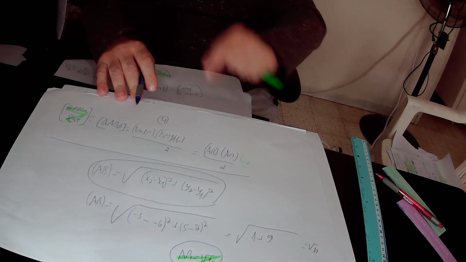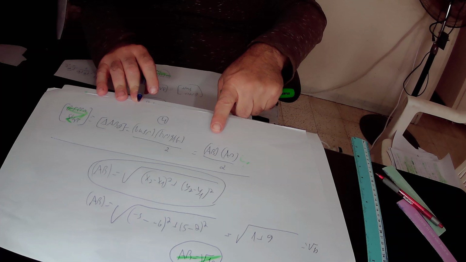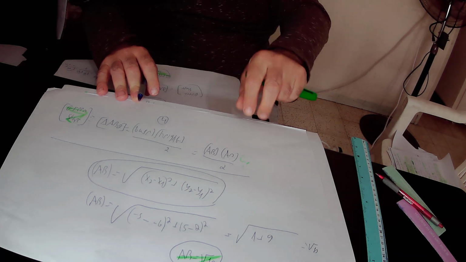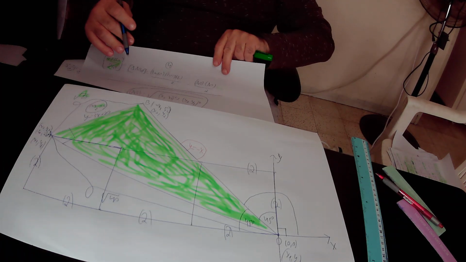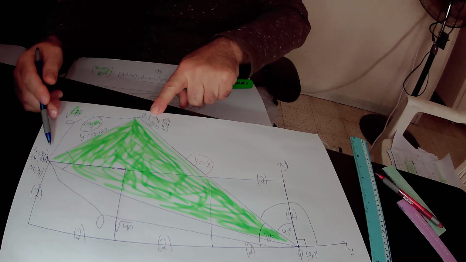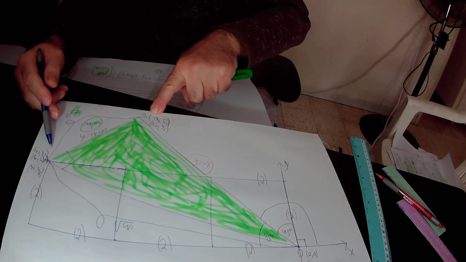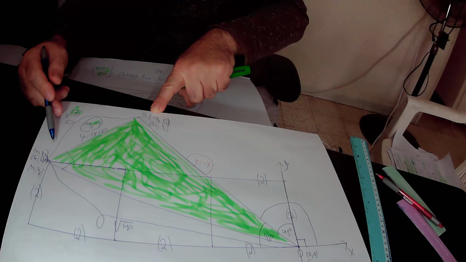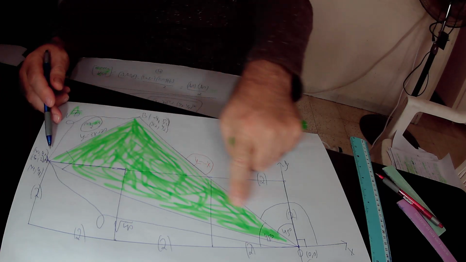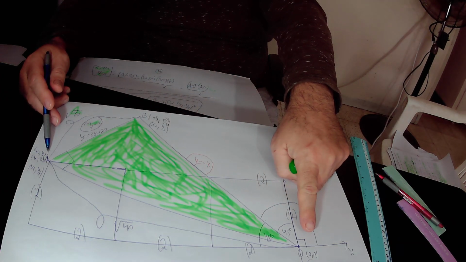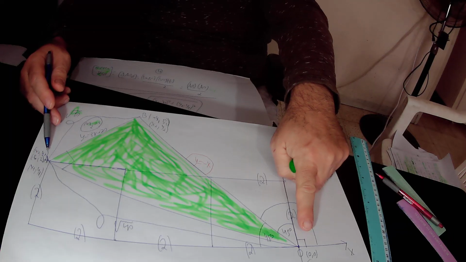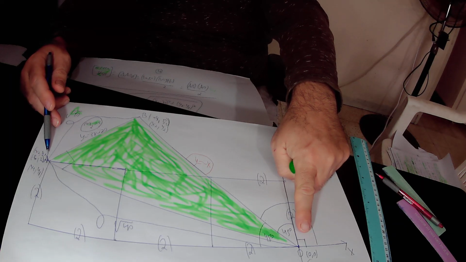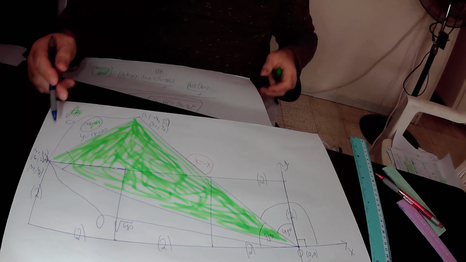Now we have to find out the length of AB and AO. What is the length of AB? The length of AB is the distance between points A and B. Likewise, what is the length of the height AO? The length of the height AO is the distance between points A and O. Okay?